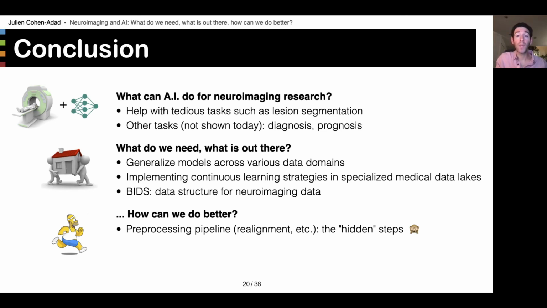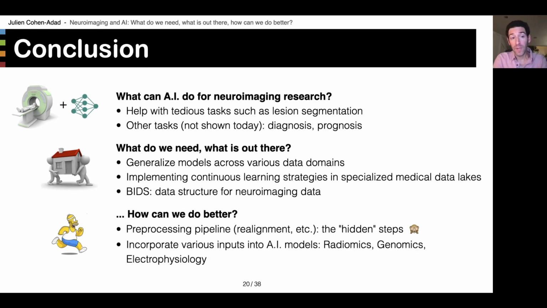I think the neuroimaging/AI community doesn't talk enough about this boring aspect of pre-processing, which is why I call it the hidden step. Another promising avenue, along with the enrichment of data lakes, is the incorporation of multiple data types for further improvement of model prediction.